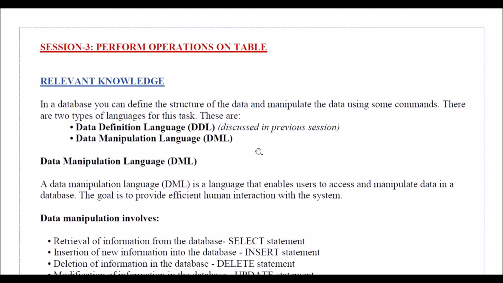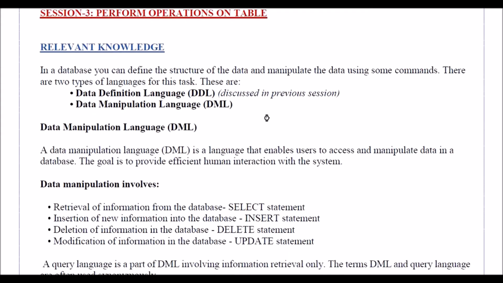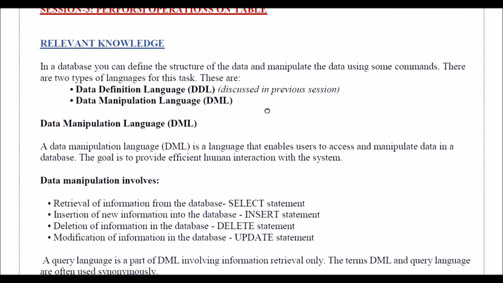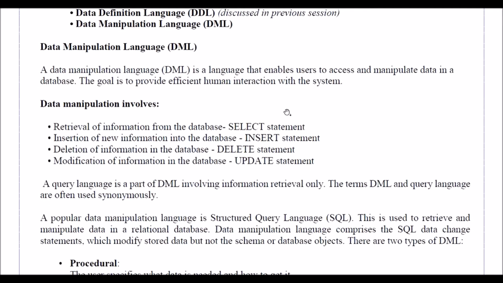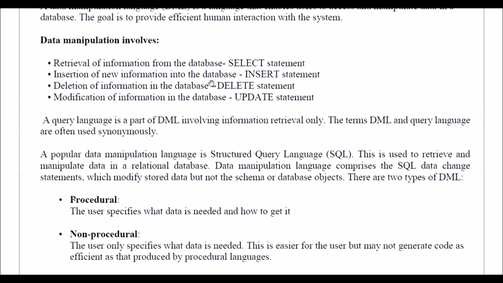SQL is a structured query language that basically we use to write queries so that we can ask questions from the database. DML is data manipulation language, and it is a language that enables the user to access and manipulate the data in the database. DDL works on the structure of the table and DML commands work on the data of the table. And the queries that are involved in DML are select, insert, delete and update.